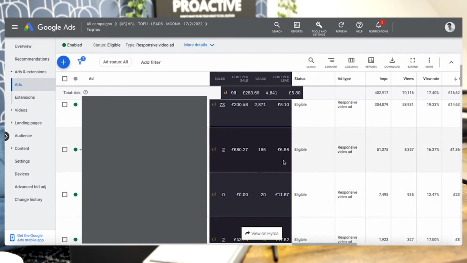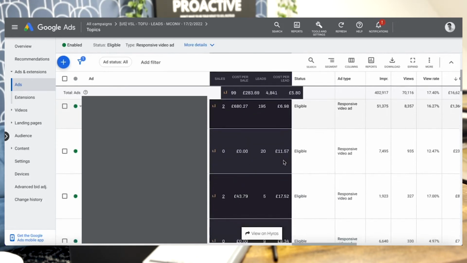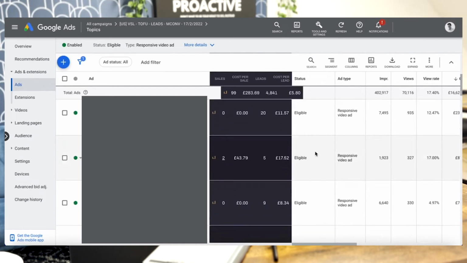I'm not turning those off, because if I turn everything off and only allow Google to spend on the one or two winners, I'm going to burn through those winners a lot quicker. So I'm going to have creative issues, creative fatigue, ad fatigue, very quickly. And more importantly, different people respond to different campaigns. So this one has a slightly higher cost per lead, but it had 2 sales at the time at £43 per sale, so I'm not concerned about that.